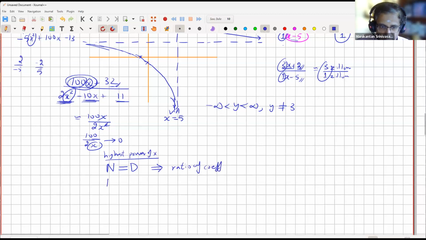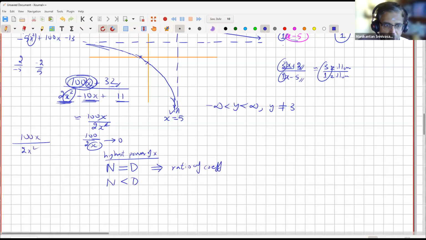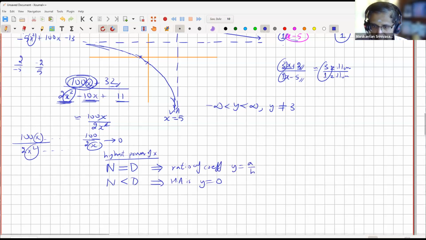If the numerator is less than the denominator, as in this example, here it's 100x upon 2x square, I'm ignoring the other terms. X power 1 versus x power 2. So the numerator is less than the denominator. Then the horizontal asymptote is y equal to 0. In the first case, the horizontal asymptote will be y equal to a by b, where a is the coefficient of the numerator's highest power and b is the coefficient of the denominator's highest power. So here, in the second case, the horizontal asymptote is y equal to 0.